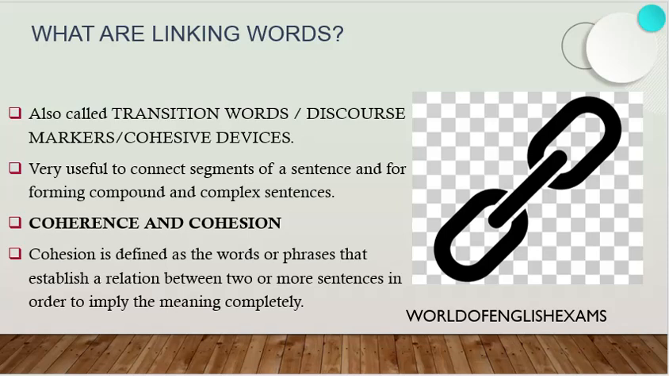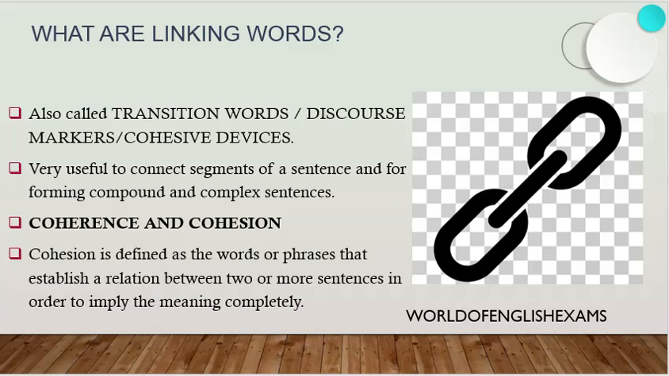So 25% of the overall score in both writing as well as speaking depends on what is called grammatical range and accuracy. Added to this, linking words are included under what is called coherence and cohesion. So coherence and cohesion are two very important terms that you need to understand.